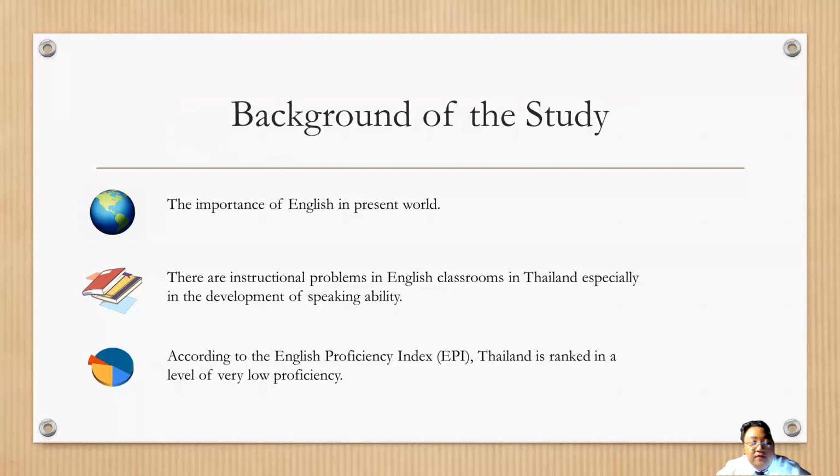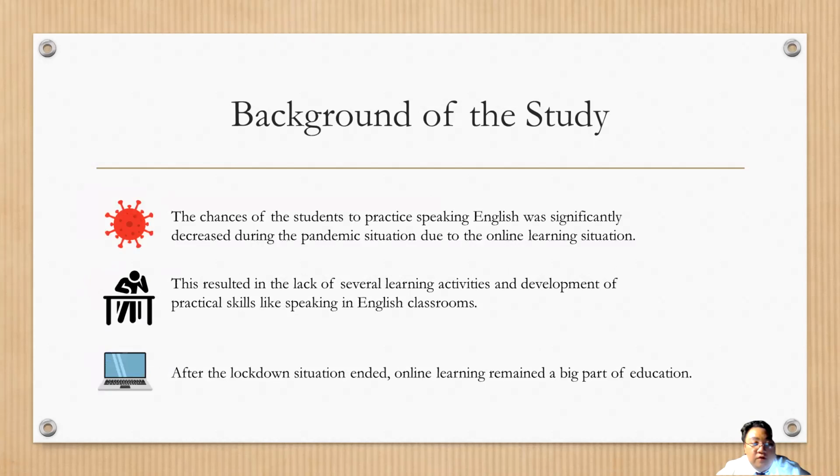As we all know, English is very important in the present world, as people from around the world are using the language to communicate with each other. However, there are still instructional problems in English classrooms in Thailand, especially the development of speaking ability. And the situation is getting worse since a few years ago the COVID-19 pandemic hit. That situation caused many schools to be shut down for a long period of time and caused learning to shift to online circumstances. This resulted in the lack of several learning activities and the development of practical skills like speaking in English classroom.